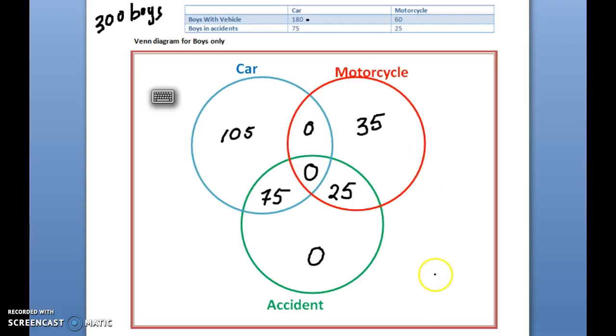The 60 boys don't belong to any of these circles. Where do they go? They didn't get into an accident, they don't have a car, and they don't have a motorcycle. They just go outside here because this box represents the boys who are in the survey. So 60 of them are in this survey, however, they don't belong to any of these subsets. So here is the Venn diagram.